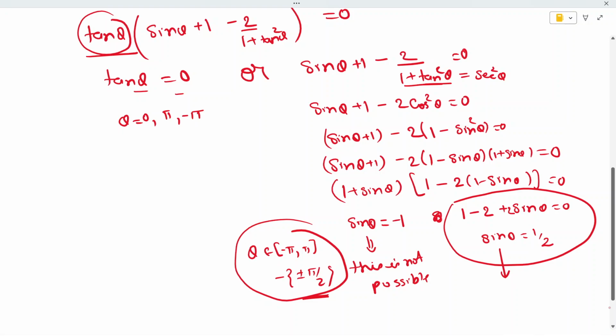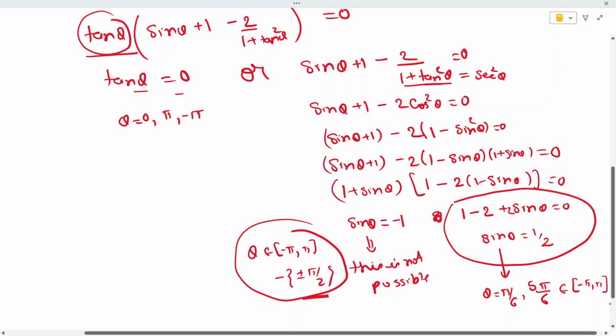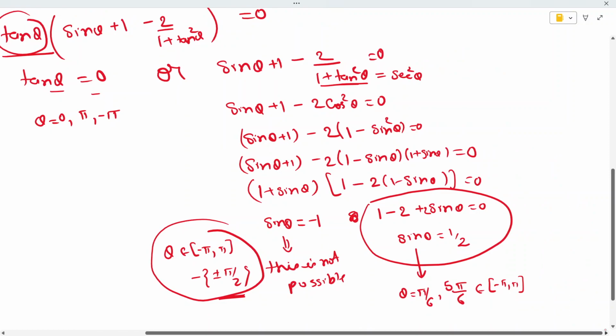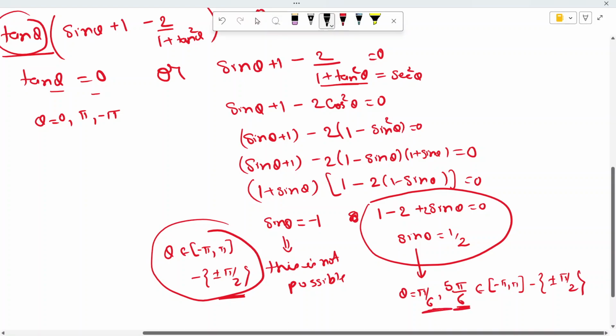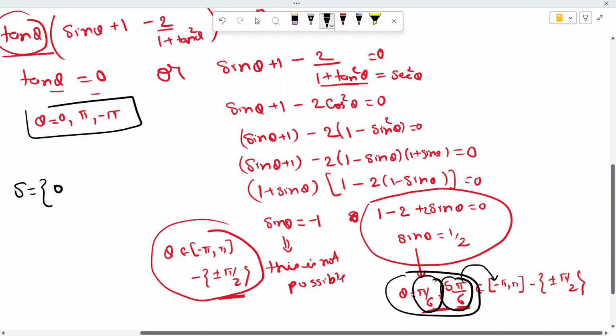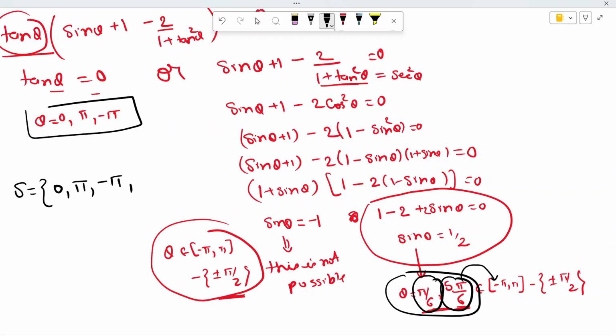So sin theta is 1 by 2 when theta is pi by 6 and 5 pi by 6 in the interval minus pi to pi, not including plus minus pi by 2. Both of these are in this interval. So from here we get theta is 2 values and from here 3 values. Finally S is 0, pi, minus pi, pi by 6, 5 pi by 6.